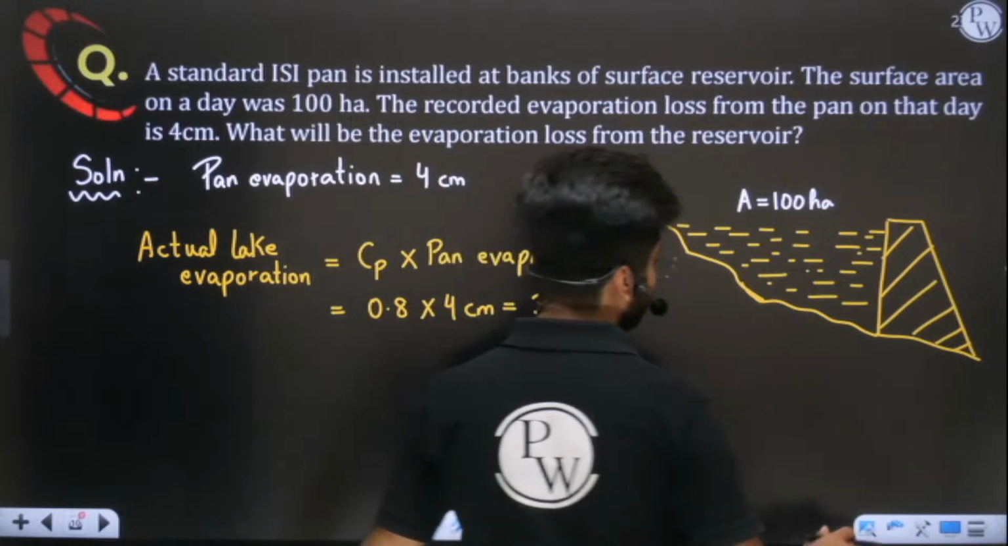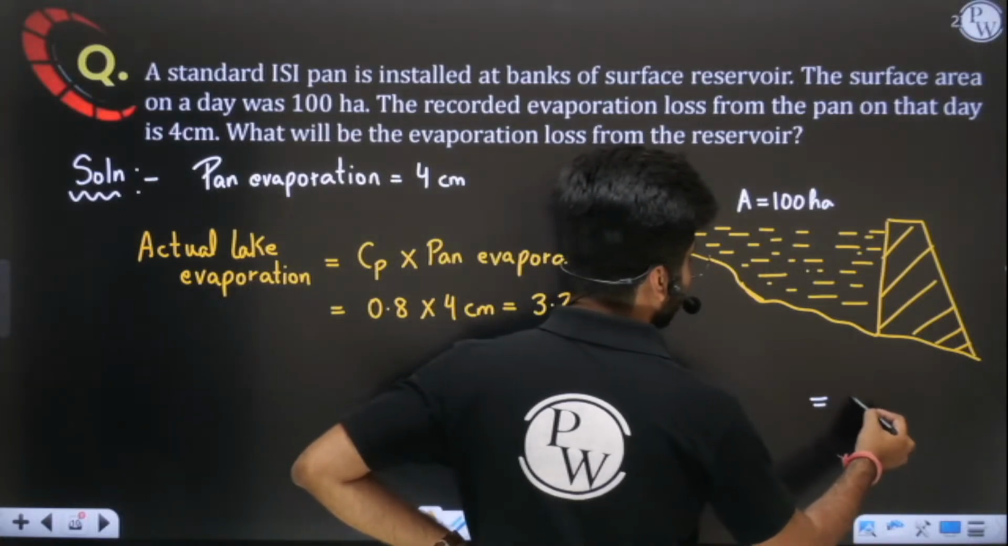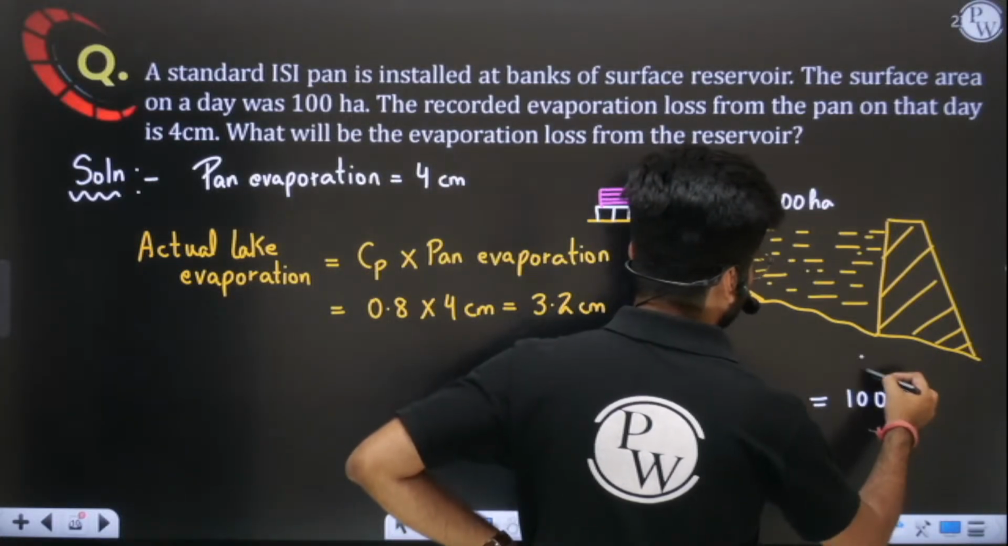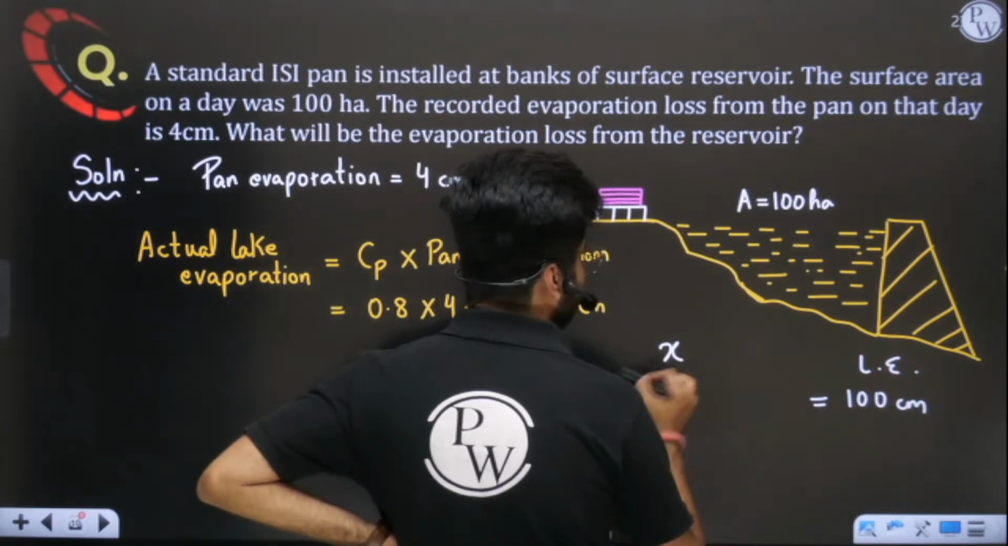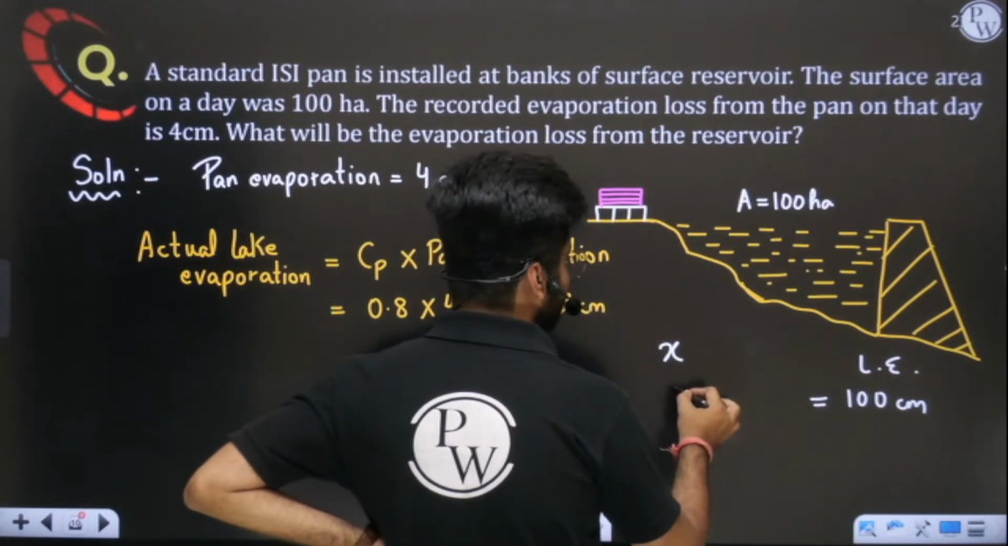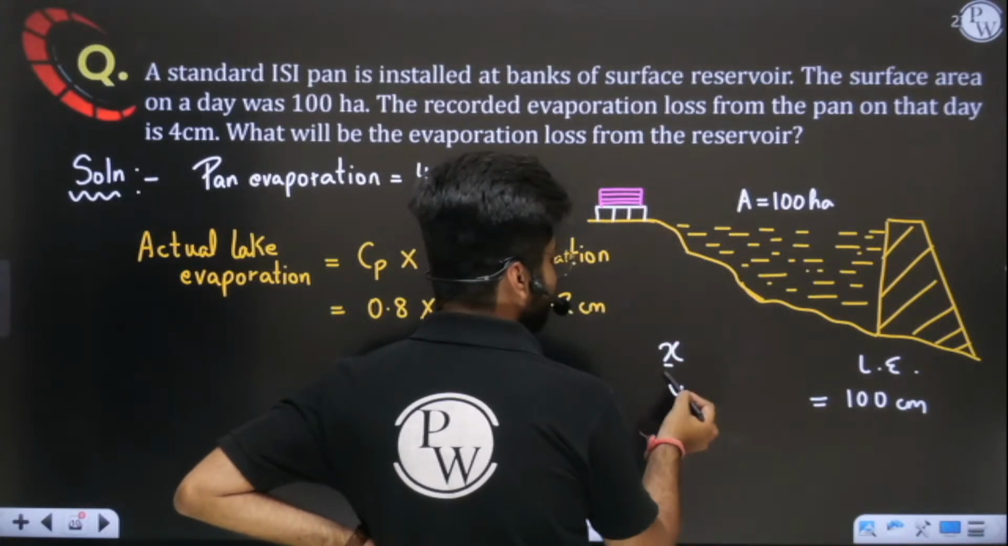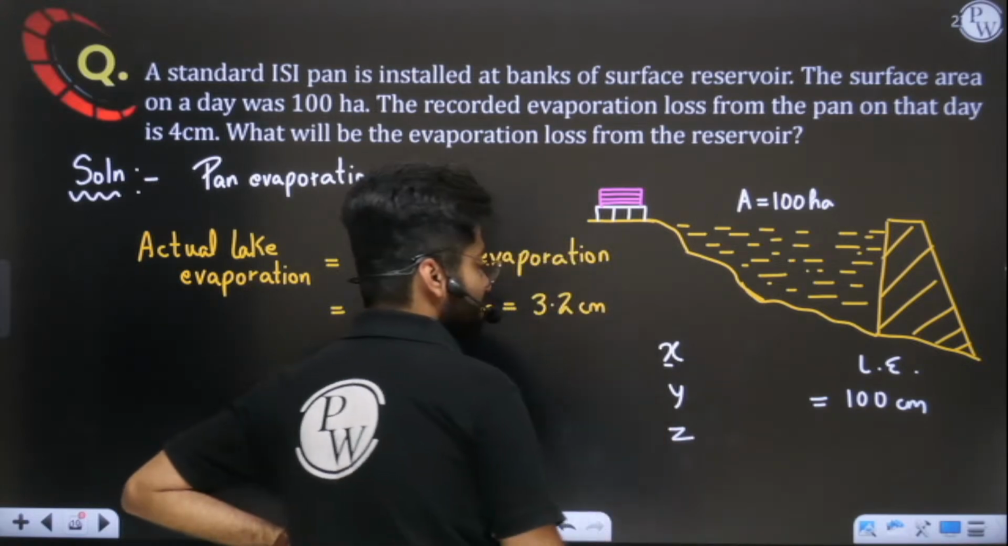Let us say we have to make lake evaporation 100 centimeter. This is lake evaporation. Let us say X is the pan evaporation. This is class A land pan. This is Colorado sunken pan. This is Indian standard pan.